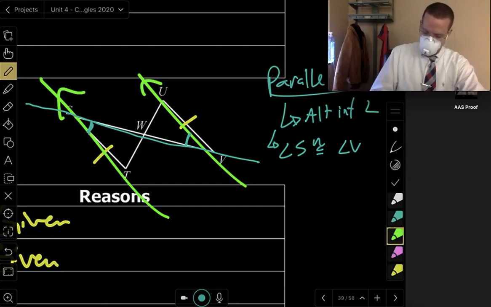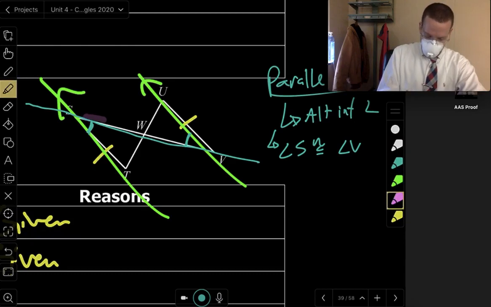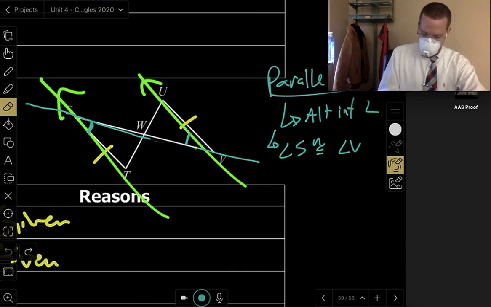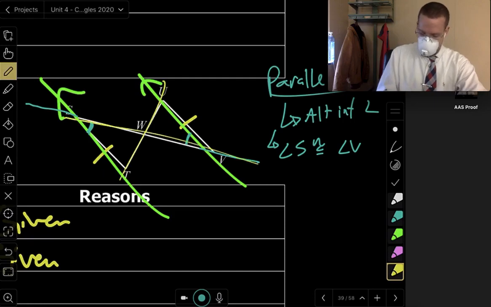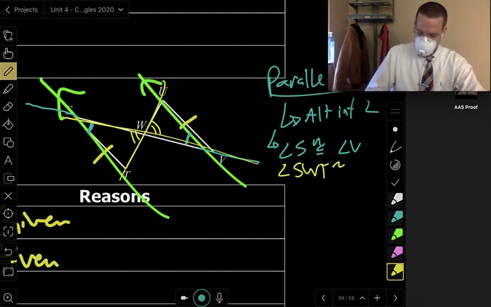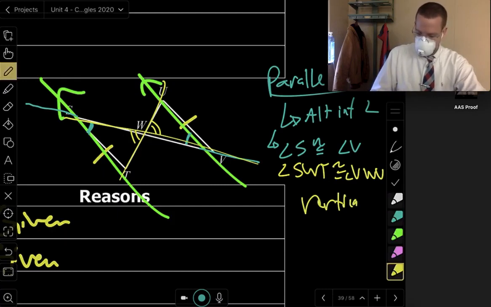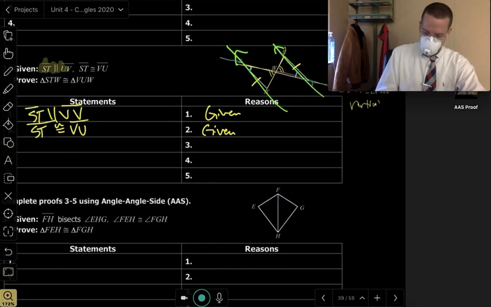And now, whenever we have two lines that intersect, let me just get rid of this yellow. Whenever we have two lines that intersect, we have vertical angles that are created. So we have these two lines that are intersecting here. And so that means that we have a vertical angle around the vertex. So that means that we have angle SWT is congruent to angle VWU because these are vertical angles. Okay, so let's finish up this proof.